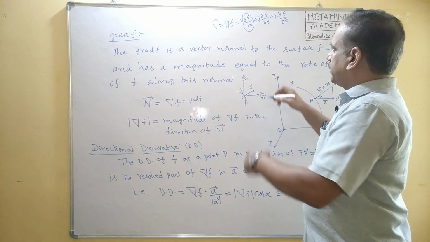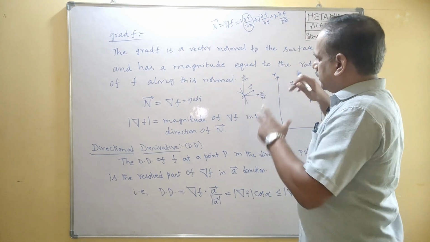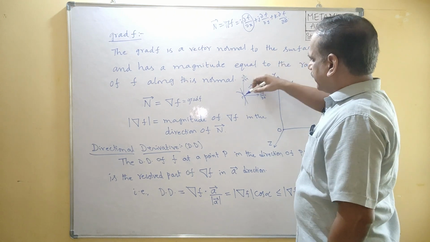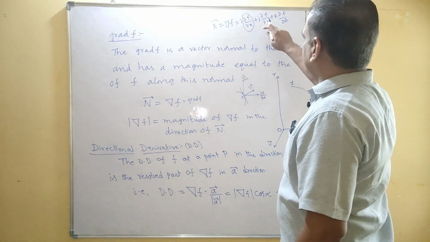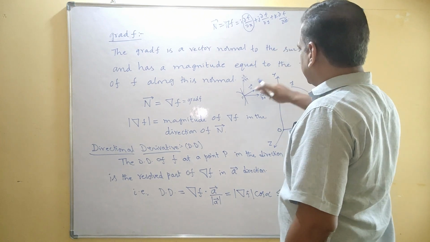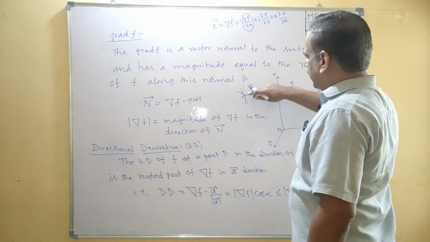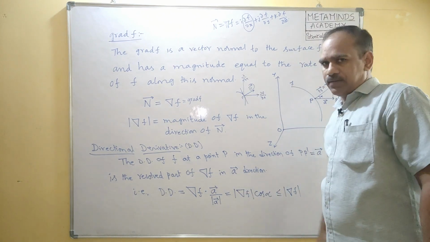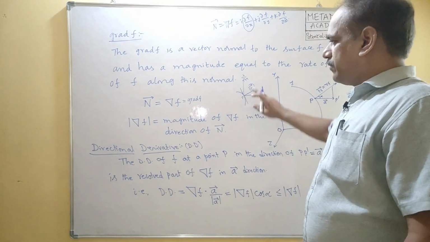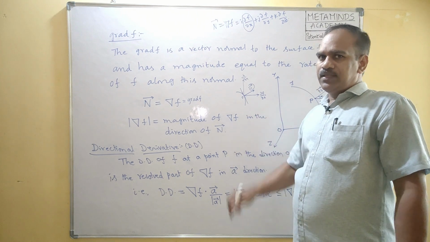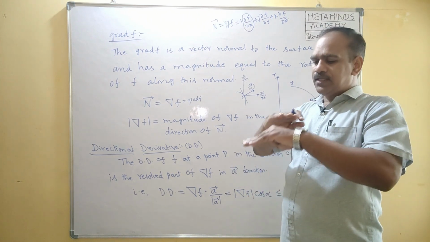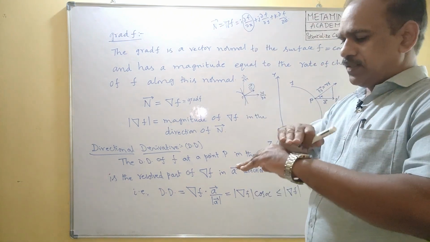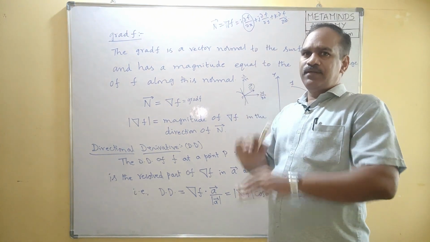If you take a combination of these three with i, j, k, right, that becomes the vector of ∂f/∂x, ∂f/∂y, ∂f/∂z in a particular direction. That vector is actually n cap or n bar. That vector is denoted by n bar, which is called the normal vector to the given surface. You take any curved surface, the normal is perpendicular to the tangent plane to the surface.